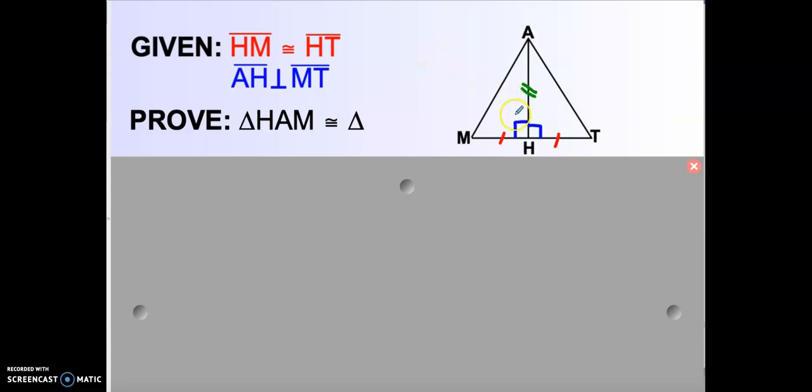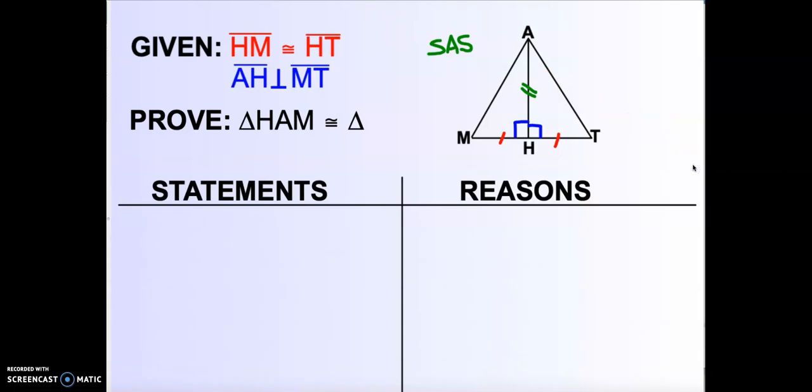So what I see here is an angle sandwiched between 2 sides. Again, out of all of our triangle shortcuts, it looks like this is going to be an SAS, where the angle that we're talking about, the blue angle, is sandwiched between the red and the green sides. So let's write this thing up.